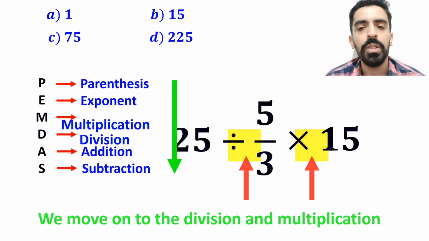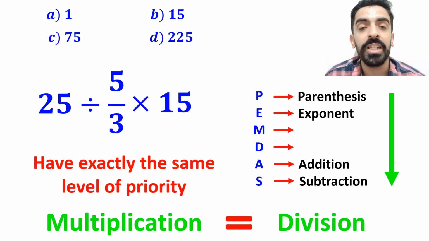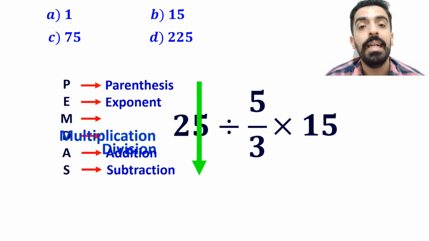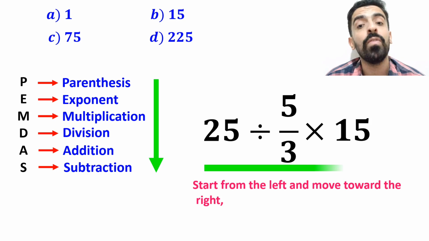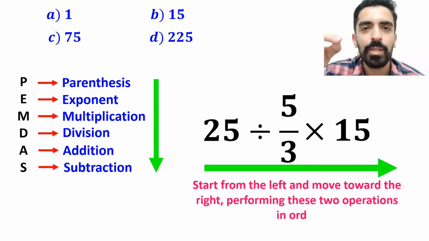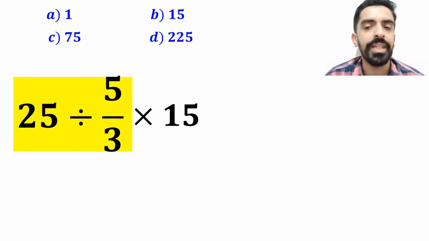However, it's very important to note that multiplication and division have exactly the same level of priority in the PEMDAS rule. In this situation, the best approach is to start from the left and move toward the right, performing these two operations in order. So, we start with the expression 25 divided by 5 over 3.